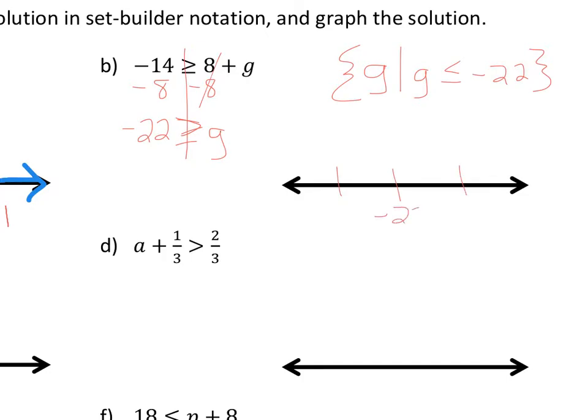So let's go ahead and graph it, put our numbers down. It is again a closed circle. Closed circle on negative 22. And I want g values less than that, so I will shade to the left.